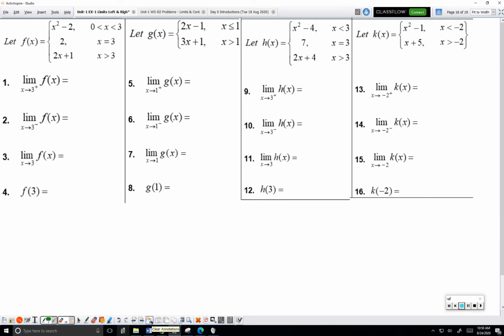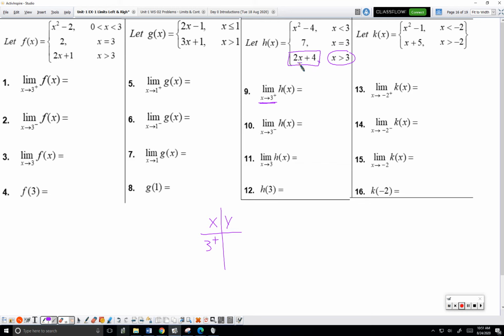Okay. As x approaches 3 from the right, so x is a little bit more than 3. So x is a little more than 3. So I have to use this formula.